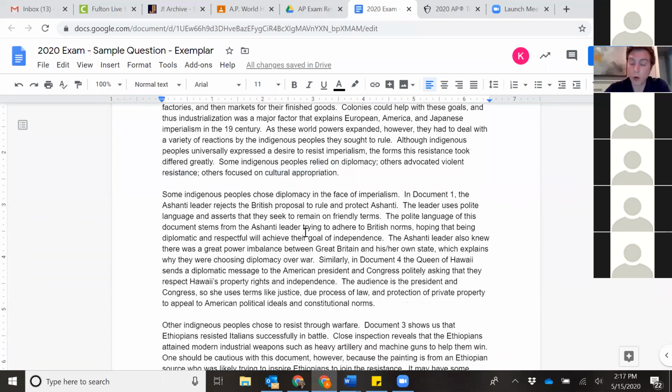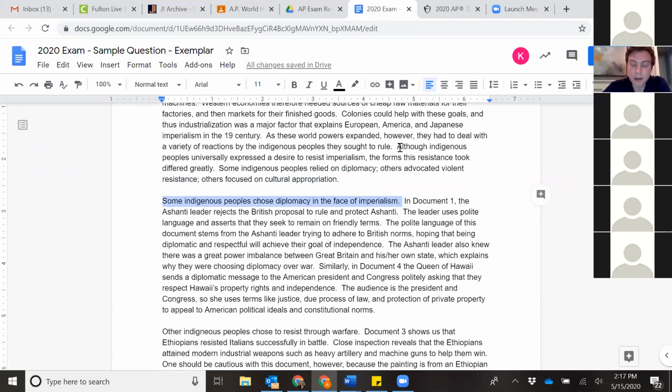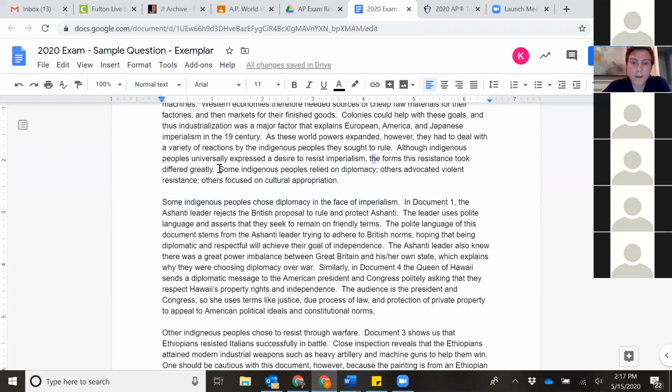So I'm going to do one body paragraph per major thought in my thesis. And I'm going to use a topic sentence. I'm just going to copy what part of my thesis I'm going to write about. Let's do this part of my thesis first: some indigenous peoples relied on diplomacy. So I wrote for my first body paragraph, some indigenous peoples chose diplomacy in the face of imperialism.